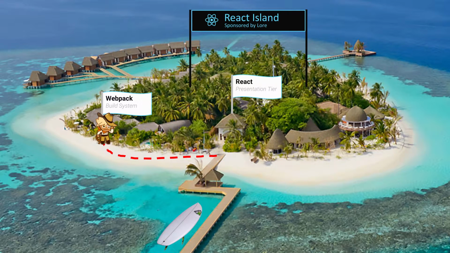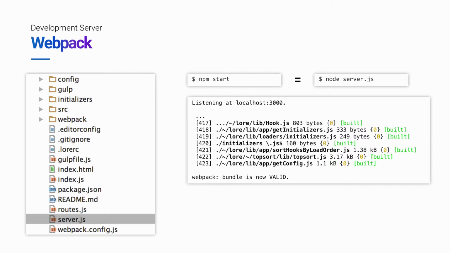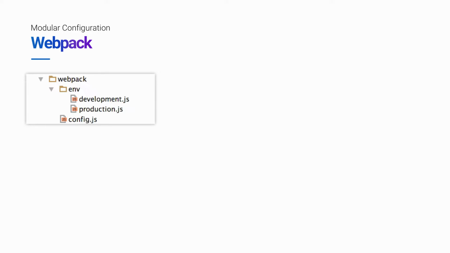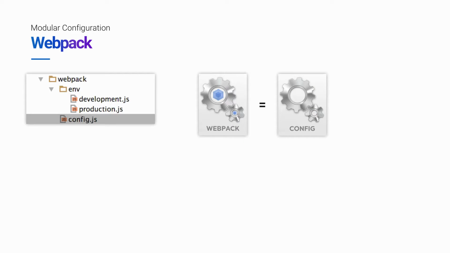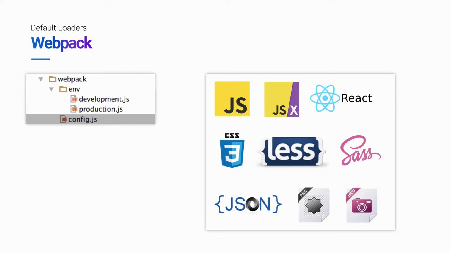We'll start by diving into Webpack, which is the library that Lore uses for the build system. Lore includes a server at the root of your project, which will invoke Webpack to build your project and serve it in the browser. Lore also converts the Webpack config into a wrapper around the Webpack directory. The reason Lore does this is because it allows us to compose the final Webpack configuration from a combination of the common Webpack config plus whichever file in the /env directory matches the current node environment. Additionally, the common Webpack config file also comes pre-installed with common loaders to make it easier to drop files into your project and immediately use them.